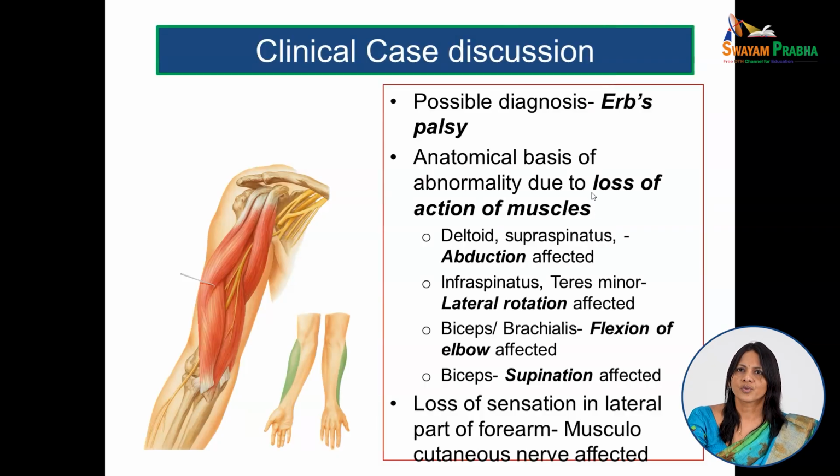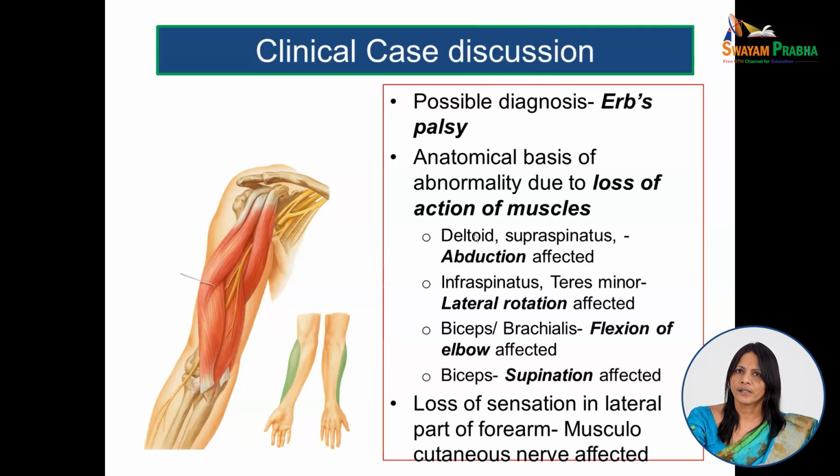So the possible diagnosis is Erb's palsy. As we know, the Erb's point, because of the undue stretching due to the difficult delivery of the shoulder, there is an undue stretching in the upper part of the brachial plexus, resulting in the injury to the Erb's point. So the muscles that are supplied by the nerves originating or taking part in the Erb's point are all affected, leading to the typical position of the arm and the forearm.